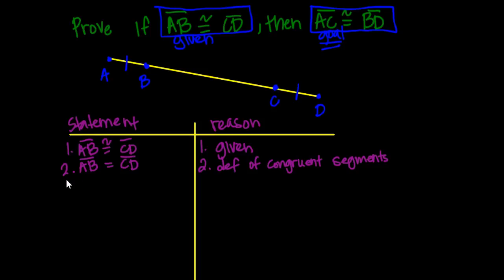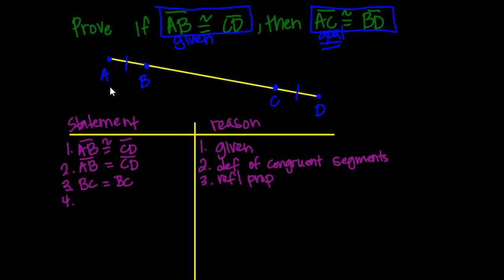All right, number 3. BC is equal to itself. It's shared by 2 segments that I want to look at. So BC, I think I said congruent. I totally meant equals. BC equals itself. The reason I put that down is because BC is in common to both AC and BD. So we want to go ahead and establish that. And this is the reflexive property.